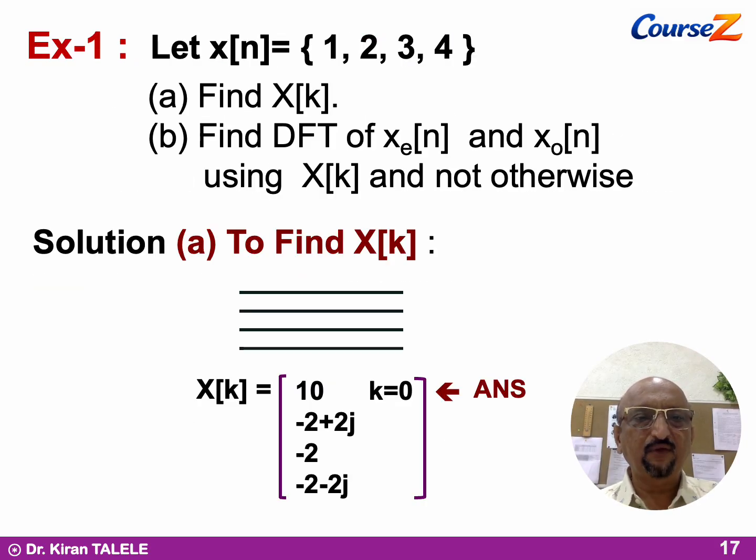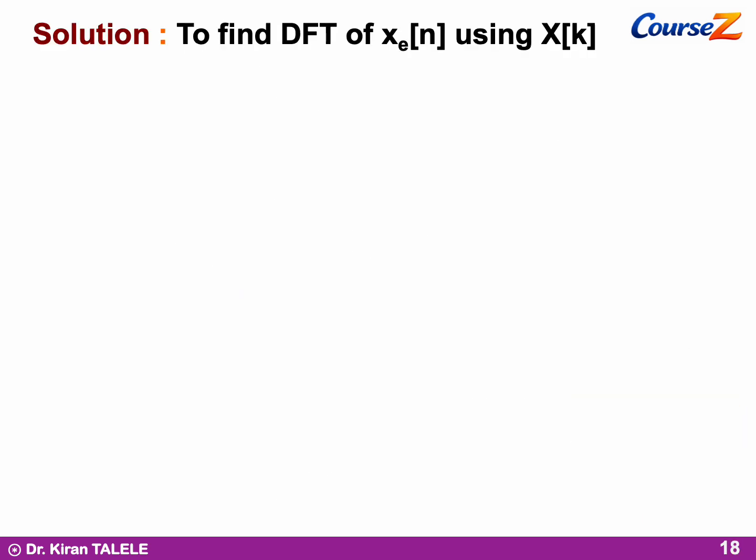x of n is 1, 2, 3, 4. We have to find x of k. We did this in the earlier part. We have to find the DFT of xe of n and xo of n using x of k.